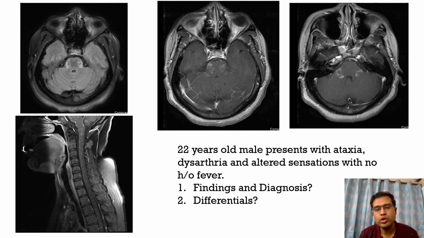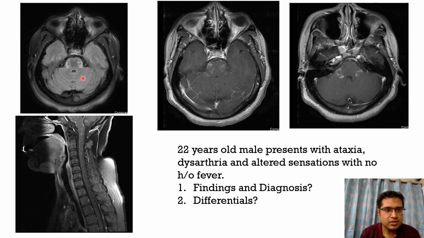So here we have a 22-year-old male who presents with ataxia, dysarthria, altered sensations, and no history of fever. This is very important. There is no history of fever. So what exactly do you think is the diagnosis in this case? Here I have provided axial section of FLAIR, T1 post contrast images of the brain, and T1 post contrast images of cervical spine. I'll give you some time to appreciate the findings and diagnose this particular case.